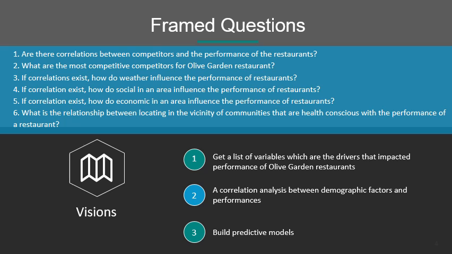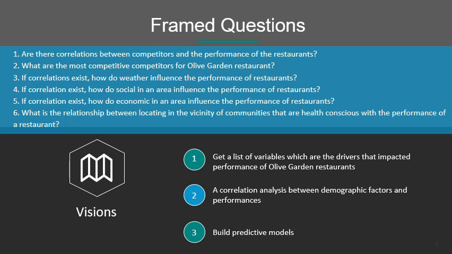To meet the needs stated above, first we will get a list of variables which are the drivers that impact the performance of Olive Garden restaurants. After determining the metrics to measure the performance of a store, I will be able to put them into different categories and do analysis by categories. Then, a correlation analysis between demographic factors and performance will be conducted, combined with techniques such as multivariable linear regression. We can also get some visual conclusions from the process.